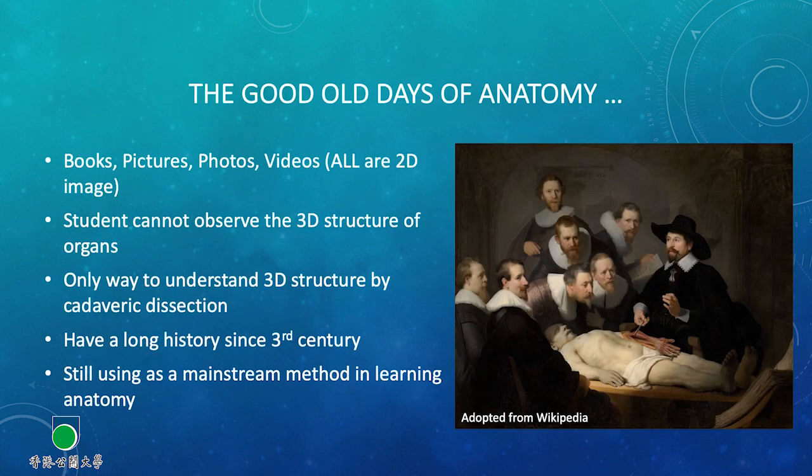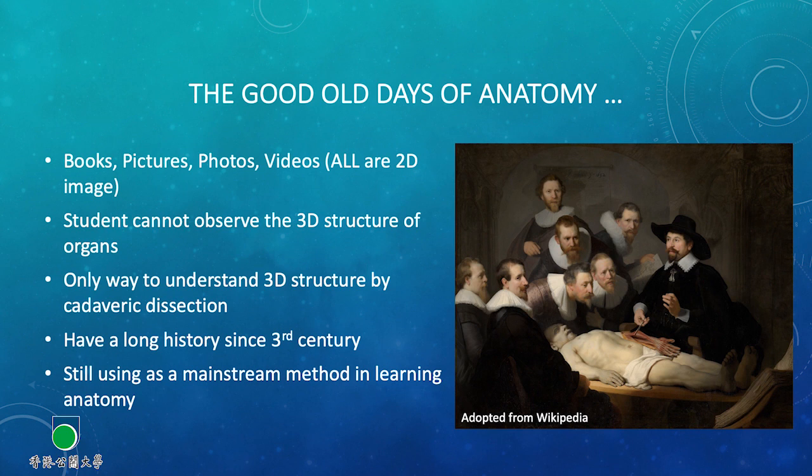Let's have a look at how we learned anatomy in the past. The most easily available media, until nowadays, are still books, pictures, photos, and videos. All these media can give a 2D image of the structures and organs. But I should remind you all that the structure of the human body is 3-dimensional. By just using these media, students cannot observe the 3D structure of the organs.